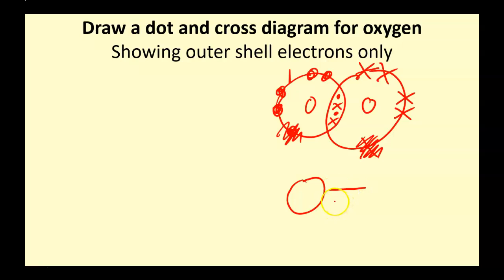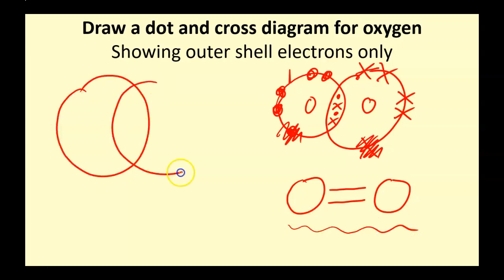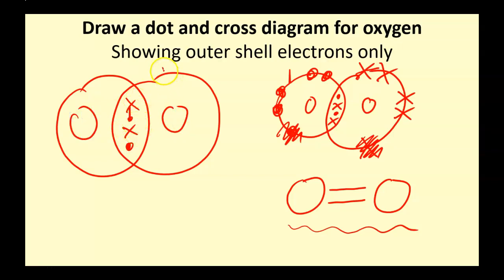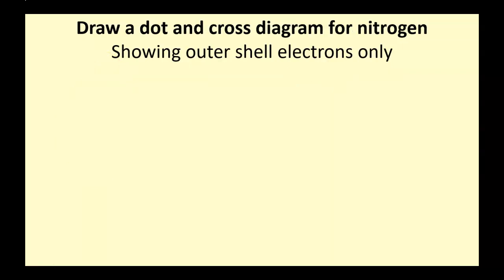Each solid line represents a shared pair of electrons, so that means there are 2 oxygens with 2 solid lines between them. The other way we could have done this is if we had worked this out: oxygen is bonded to another oxygen, and between the 2 oxygens is a double bond. And thus how many electrons have we got left? 1, 2, 3, 4, 5, 6. This oxygen, 1, 2, 3, 4, 5, 6. So that's oxygen's dot and cross diagram.